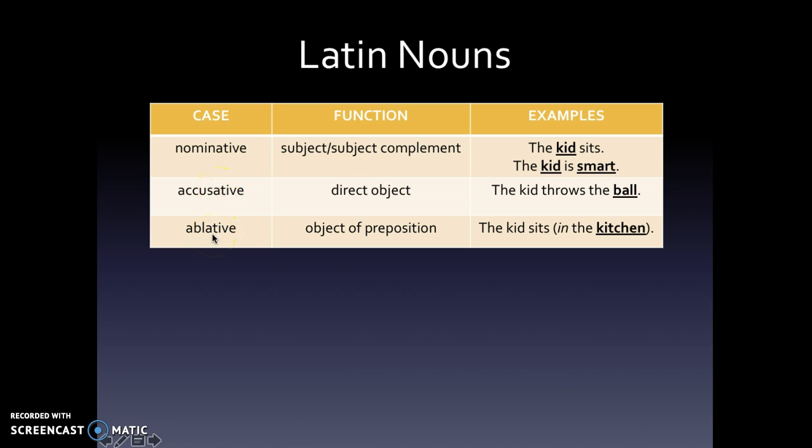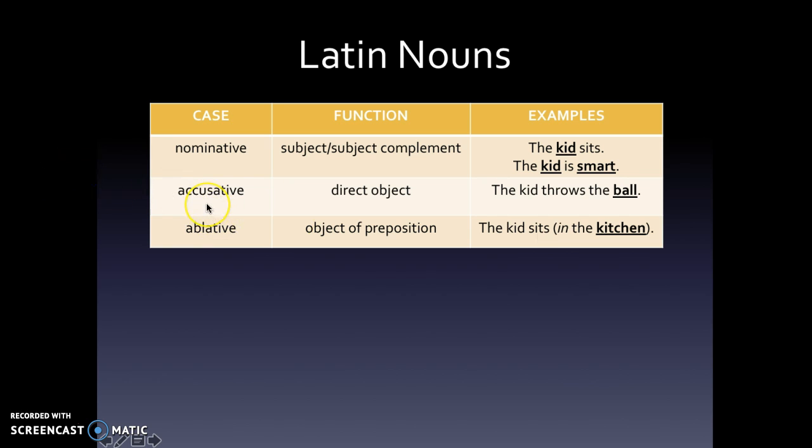Let's jump over the accusative for the moment. The ablative is also a review. It's an object of a preposition. It will always be going with a preposition. So in the kitchen, in is a preposition. Kitchen would be the object of that preposition. I have the whole thing bracketed off with parentheses because this is a prep phrase. It is extra information. The kid sits is a complete sentence by itself.